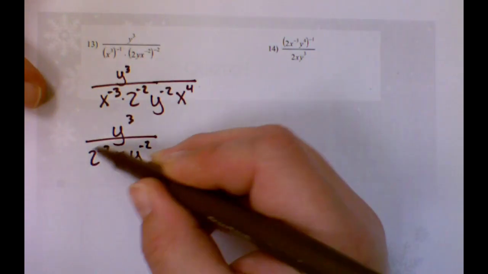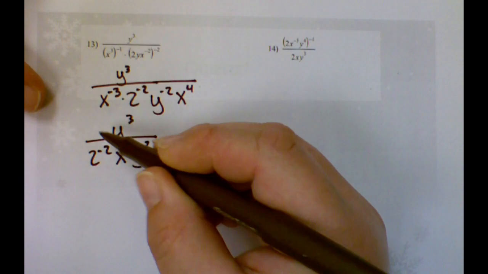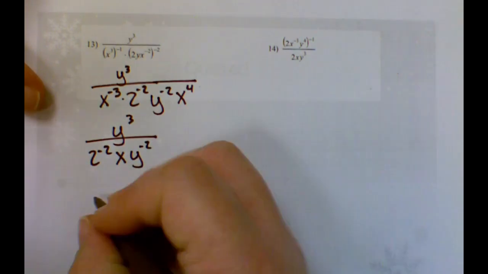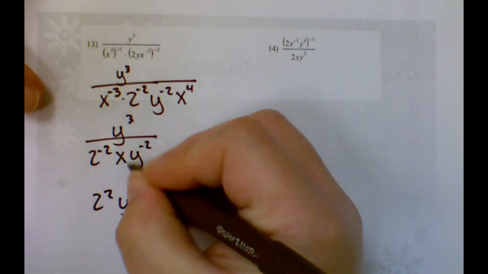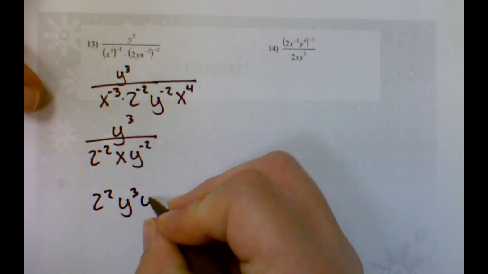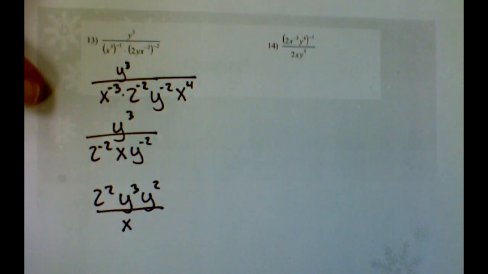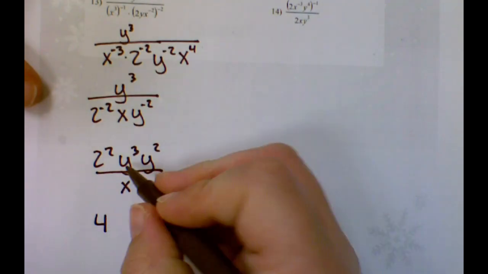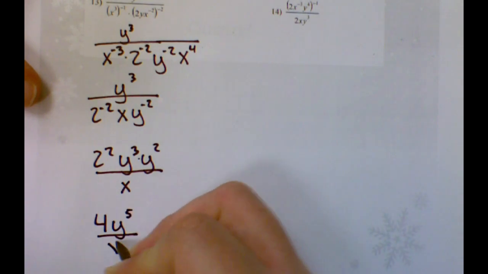Now I'm going to move this 2 to the -2nd power to the numerator. Because usually I'd move it to the denominator, but it's already in the denominator, so that moves it to the numerator. My y cubed is still up in the numerator, and this y to the -2nd can actually jump up there as well and become y to the +2nd, keeping just my x in the denominator. Now I know 2 squared is 4, and y cubed times y squared becomes y to the 5th power over x.